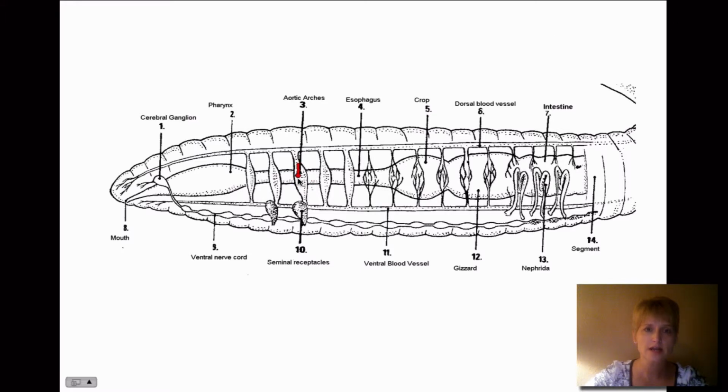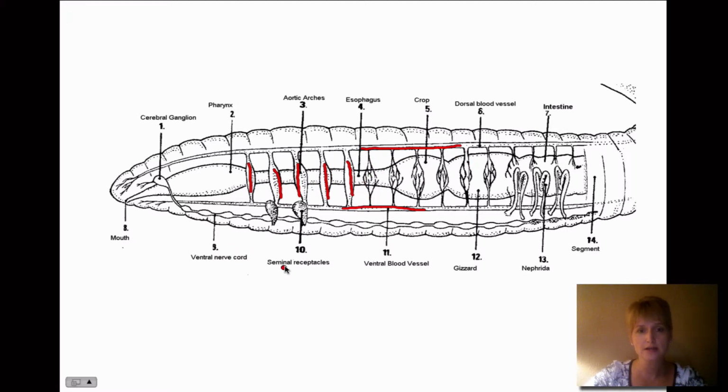All right, we also have a circulatory system here. So these are aortic arches. So these basically are hearts. So there's several aortic arches here. These would be hearts. And then you'll see that you have a ventral blood vessel and you have a dorsal blood vessel. So you have a system for moving oxygen throughout the earthworm.